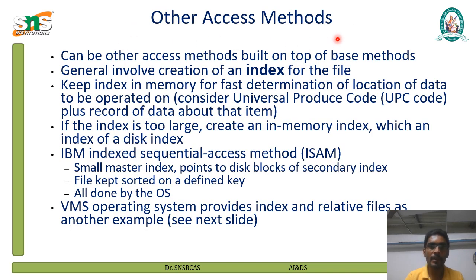And coming to other access methods, basically apart from sequential and direct access methods, there are some other access methods built on top of the base methods, which generally involve creation of an index for the file. Based on the index in memory, the location of data to be operated on in the file can be quickly determined. Here the universal procedure code UPC is basically used. If the index is too large, an in-memory index is created, which is an index of the disk index. The IBM indexed sequential access method uses a smaller master index that points to disk blocks of a secondary index. The file is kept sorted on a defined key, and all these indexed sequential methods are achieved by the operating system. And the VMS operating system provides index and relative files as another example.